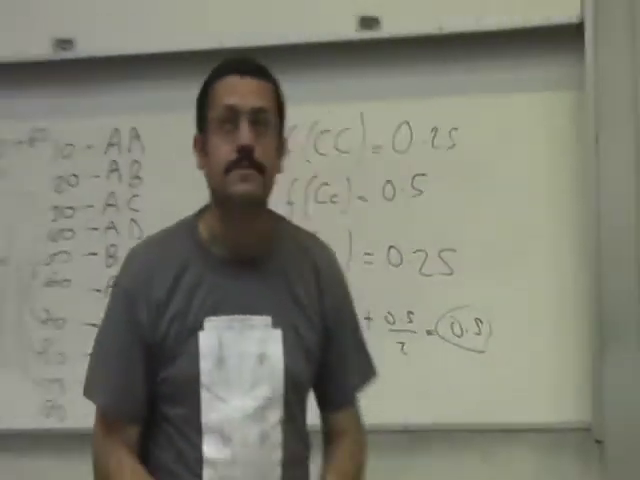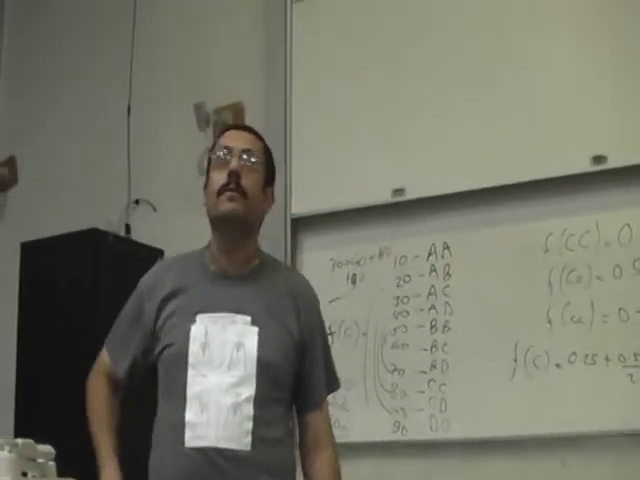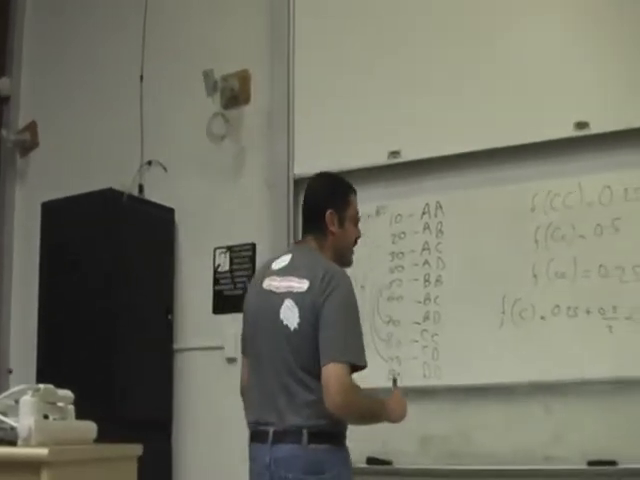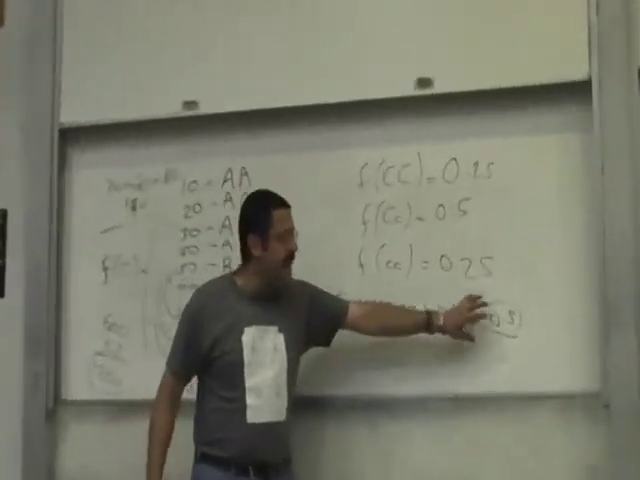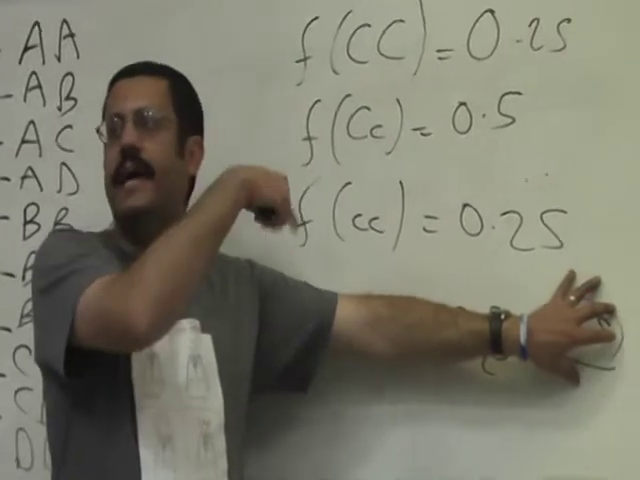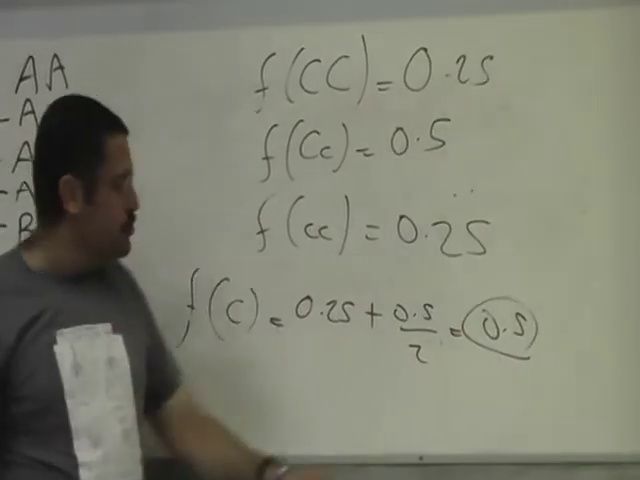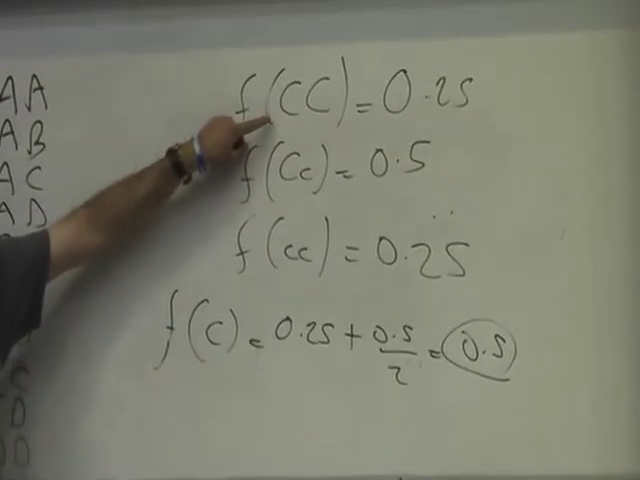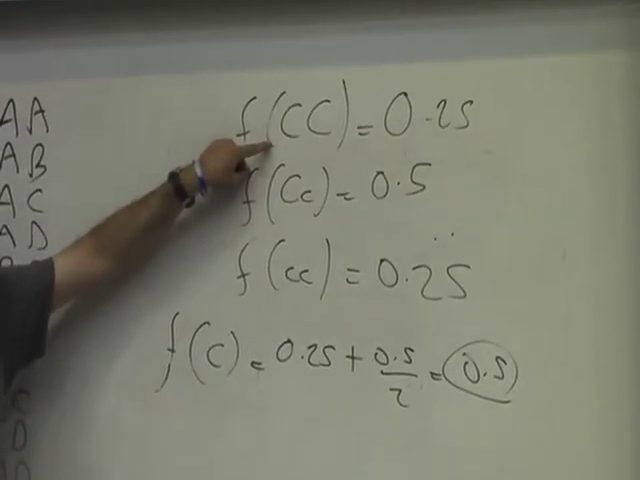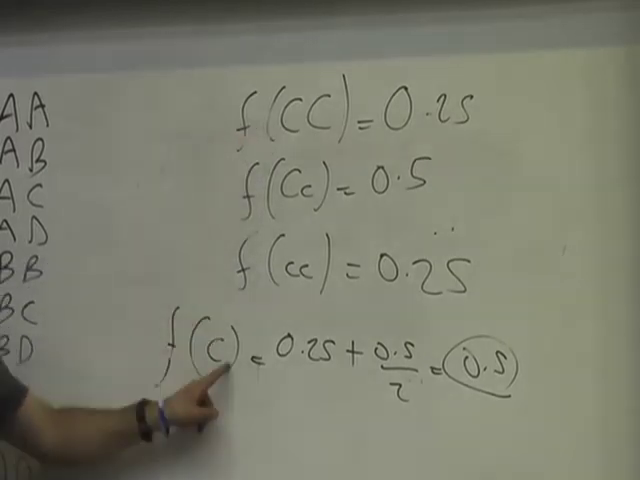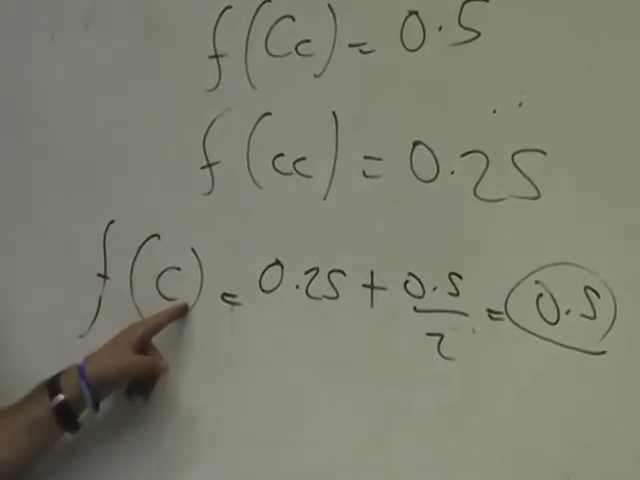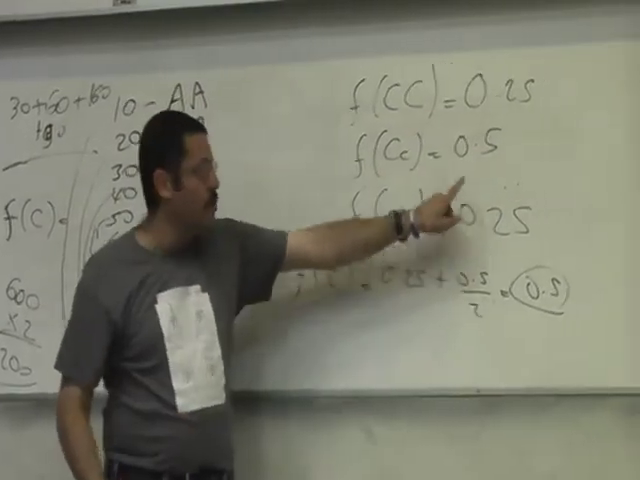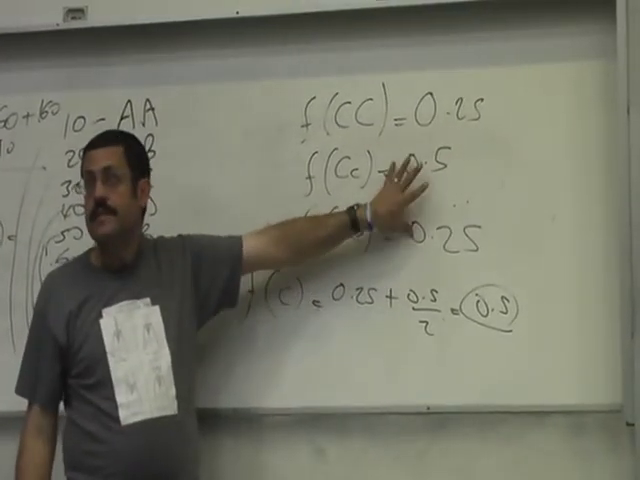Part 2 would be, is this in Hardy-Weinberg equilibrium? And it would be in Hardy-Weinberg equilibrium, because to prove it, what you need to do is take this and go back and see if it matches. So if I have the frequency of big C, what is the frequency of 2 big C's? 0.5 squared. That's 0.25. What's the frequency of the heterozygotes? It's going to be 2 times this times that, which will also be equal to 0.5. That's in Hardy-Weinberg equilibrium.